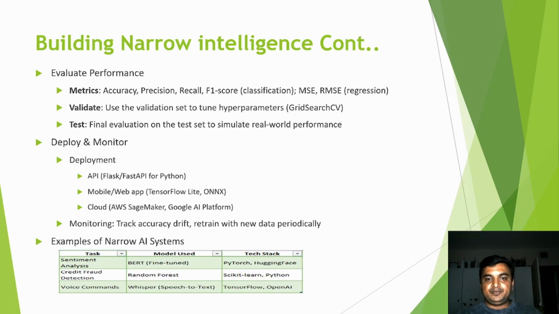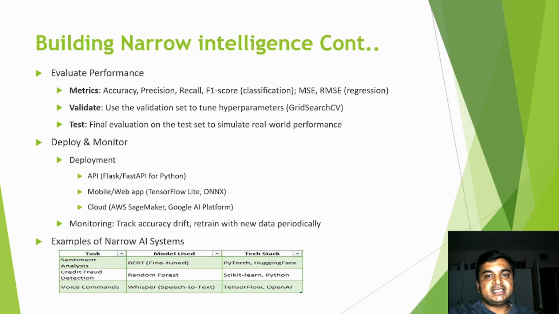Once it's ready, we can deploy it for others to use. We can turn the AI into an app or a web tool that others can use. You might build it into a phone application using TensorFlow Lite or deploy it online with tools like AWS or Google AI platform. And like I said, we need to always keep training these AI systems, because AI can drift over time, meaning it gets less accurate. So we train it with new data to keep it sharp.